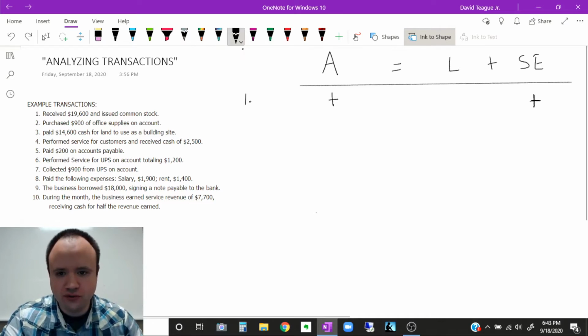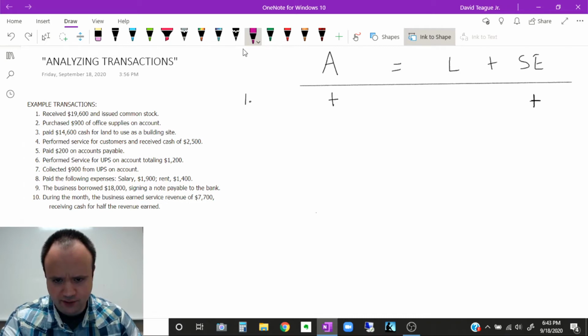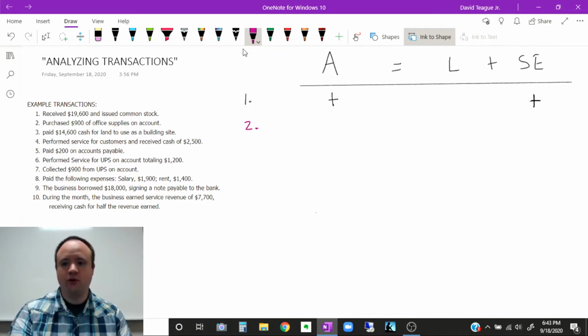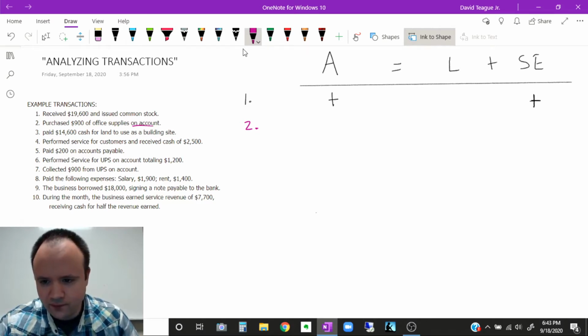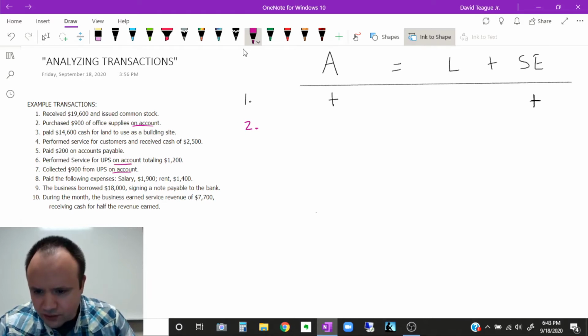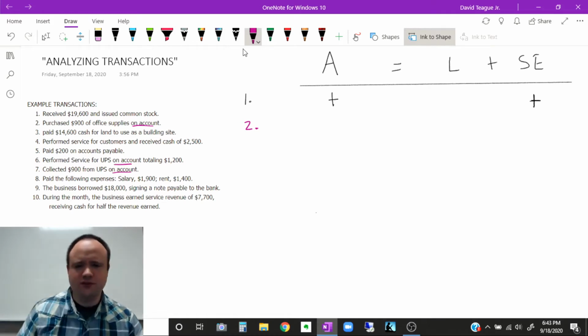And so then number two, I might switch the color here just so we can see better. Number two is purchased $900 of office supplies on account. This is a nice technical thing here that we see, on account. We see on account all the time. We got one there. We got down here. We collected on account. We performed service on account. So this language comes up a lot, on account.